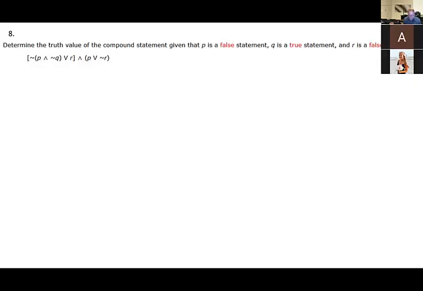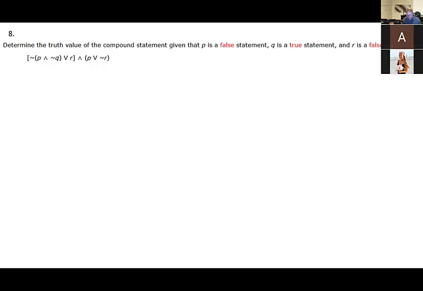It says determine the truth value of the compound statement given that P is a false statement, Q is a true statement, and R is a false statement. So when you do these problems, you're thinking about a truth table, and if you've got P's, Q's, and R's, if you remember from our earlier work, when you have 3 statements, you have 2 to the third, you have 8 different rows in your truth table. So a lot of times you have to do the whole truth table. You have to do all 8 rows.